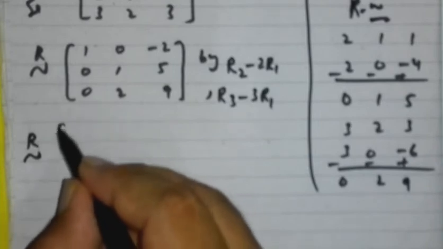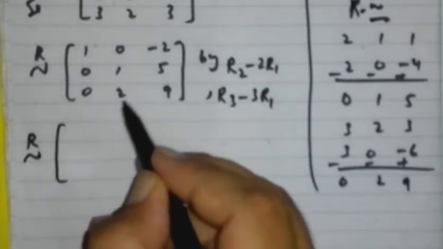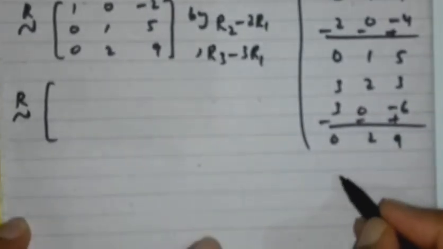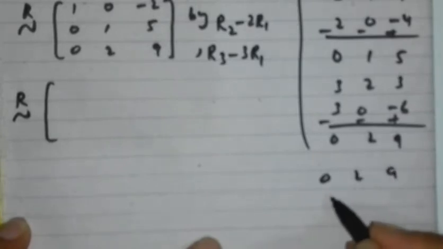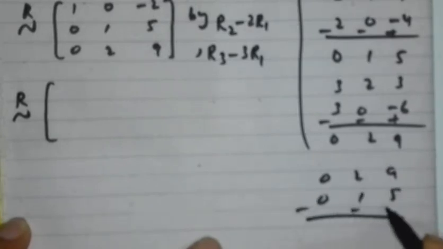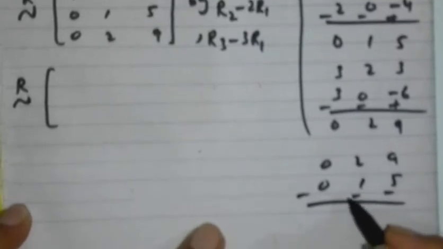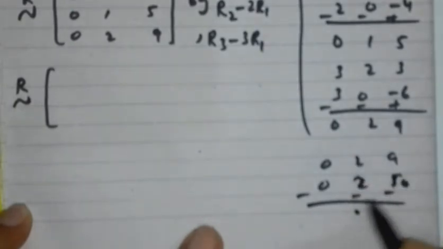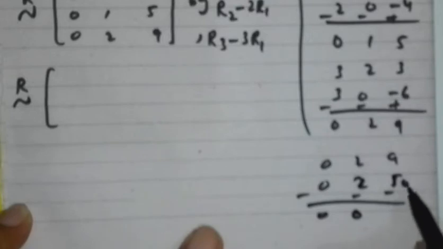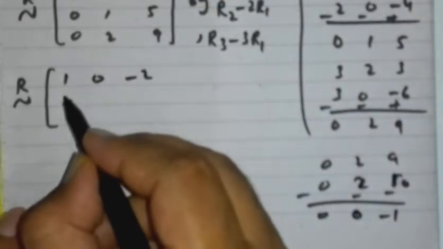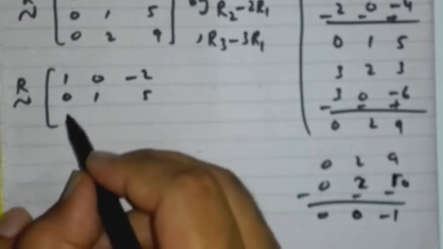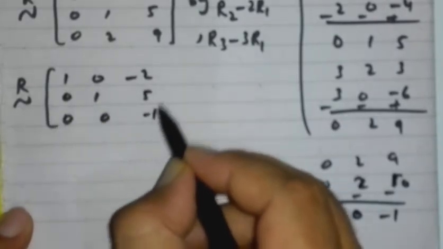Now row operation. How does this 2 become 0? Subtract the second row from the third row. So look here, the third row is 0, 2, 9 and the second row is 0, 1, 5. Subtract it. So 2 minus 1. Multiply it with 2 also. 0, 2 1s are 2, 2 5s are 10. Now subtract: 2 minus 2, we get 0, and here 9 minus 10, we get minus 1. So we can write it 1, 0, minus 2, 0, 1, 5, and here 0, 0, minus 1.